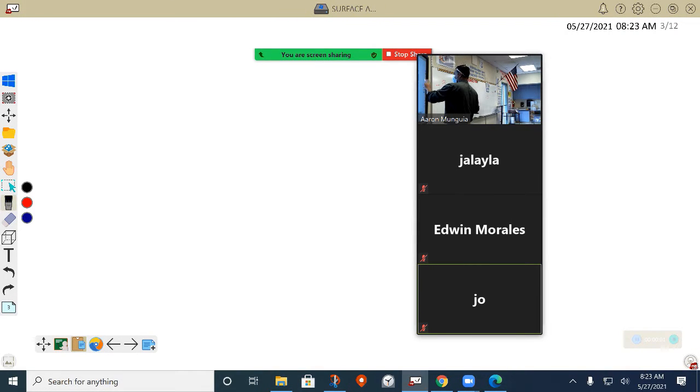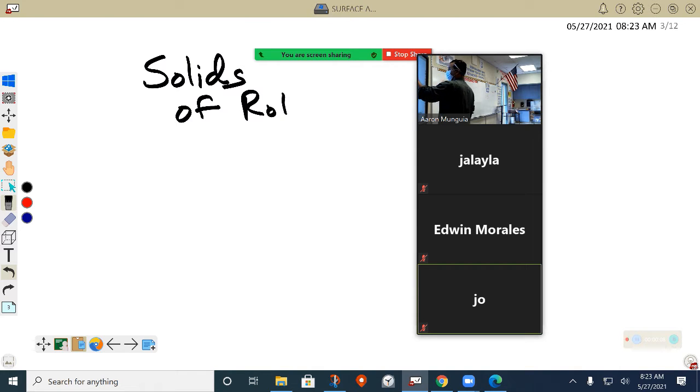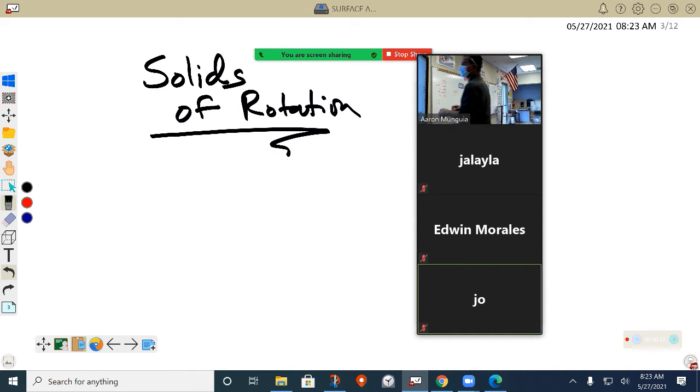Entitle your notes Solids of Rotation. Solids of rotation. Okay? What is a solid of rotation, you may ask?